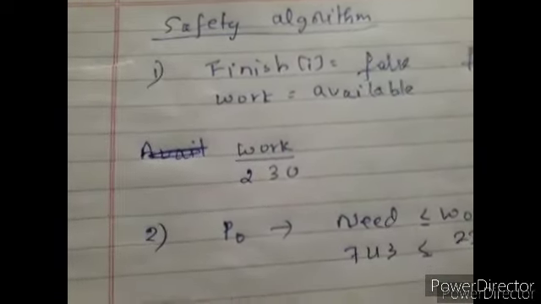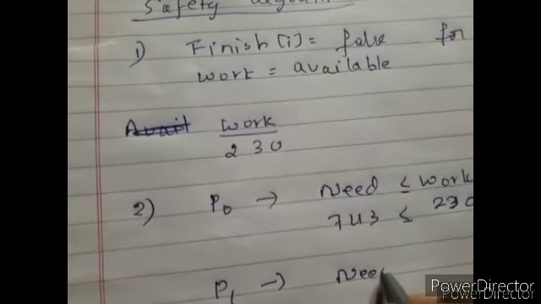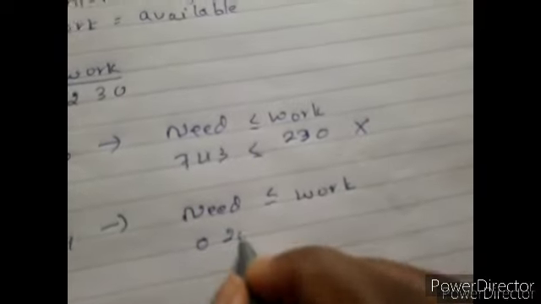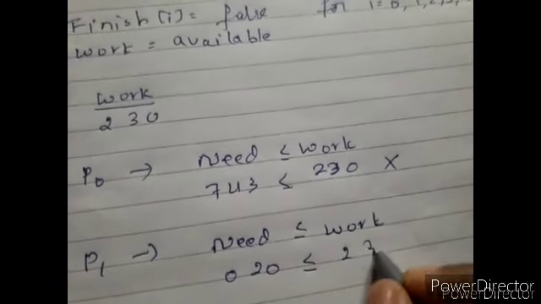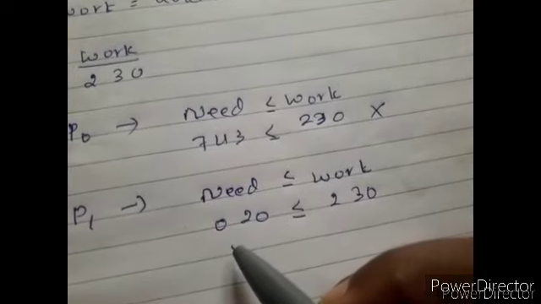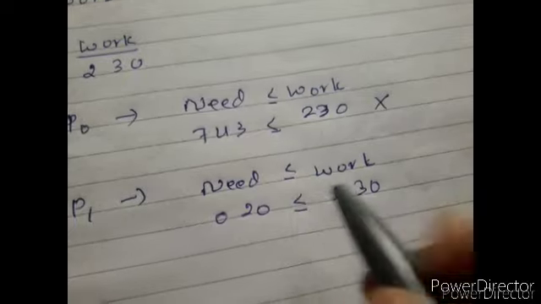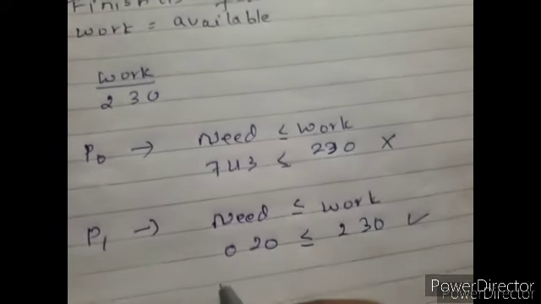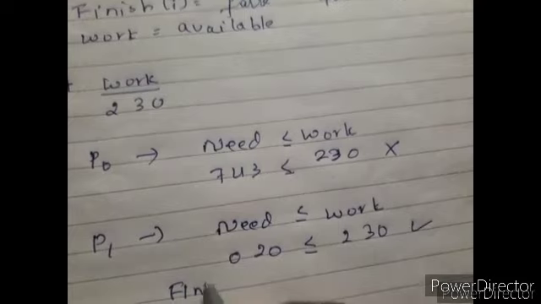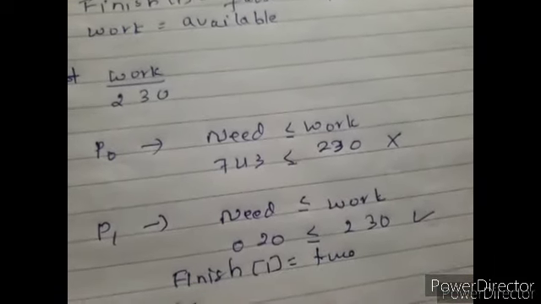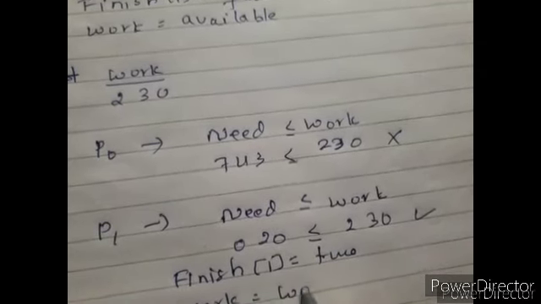Next, consider P1. Again, you need to check the condition whether need is less than or equal to work. Okay, what is the need value for the process P1? It is 0, 2, 0. Whether it is less than or equal to 2, 3, 0. Yes, obviously it is less than or equal to 2, 3, 0. So 0 is less than 2, 2 is less than or equal to 3, and 0 is equal to 0. So this condition is true. Then you can write finish of 1 is equal to true. Then you can write work is equal to work plus allocation.